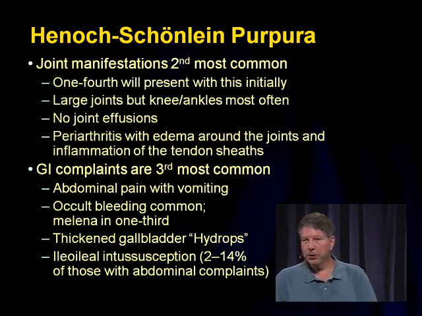GI is the third most common, and this is what they like to give us on the test: the GI complaints. So the abdominal pain with vomiting. Occult bleeding is common. Melena can occur in a third, sometimes in these people who do have occult bleeding. Remember the thickened gallbladder that Mark talked about? This is the time you'll see it. And then ileo-ileal intussusception occurs in 2 to 14% if they have abdominal complaints.